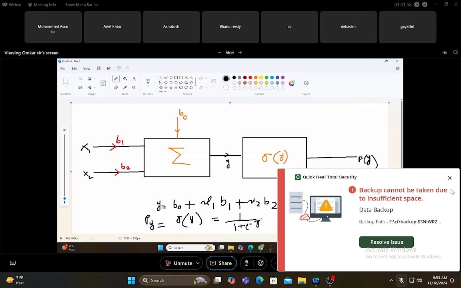y equal to beta naught plus, that we already know. The logistic regression formula is 1 by 1 plus e power minus y. We are passing this y inside this. So what is the sigma formula? 1 by 1 plus e power minus y, if y then y, if z then z. Then this equation will come here. Getting it? Tell me your doubt.